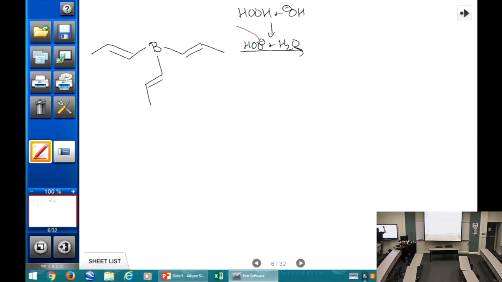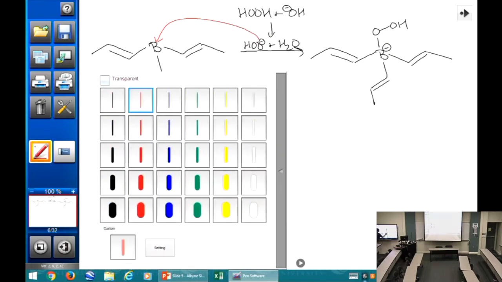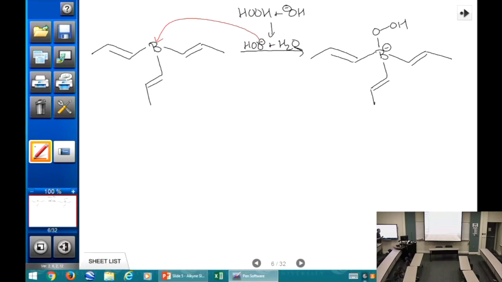So we're going to have that add to the boron, fill boron's empty orbital, and then that's going to give us the ate complex. So we're going to have OOH minus. This is our ate complex. And now boron doesn't want to be negatively charged, so it needs to give up a bond. It would prefer to give up a carbon-boron bond than a boron-oxygen bond. Boron really likes oxygen. The boron-carbon bond is a little bit weaker. So we're going to slide these electrons over, and we're going to break our oxygen-oxygen bond, because that is a weak bond.